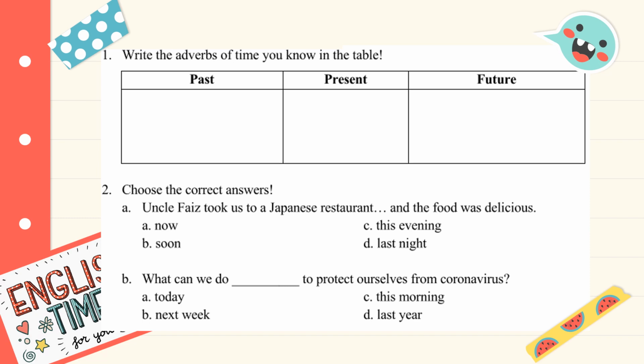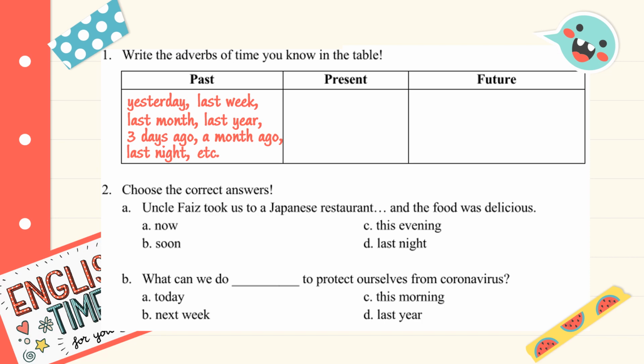For the past adverbs of time, examples: yesterday, last week, last month, last year, 3 days ago, a month ago, last night, etc. Okay, so for the past adverbs of time, it must be yesterday or something with last, or something with ago. Yes? Now, do you know other than that? You can write it down yourself.